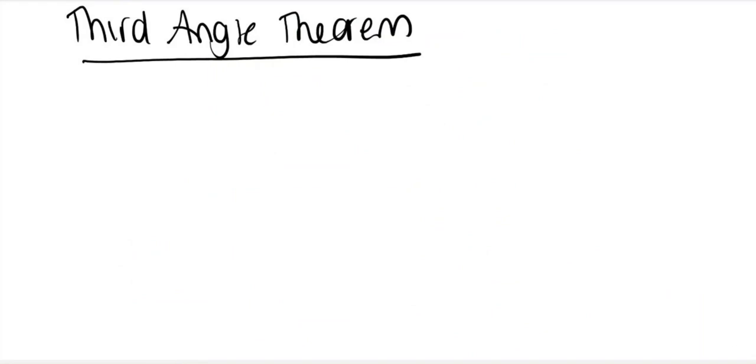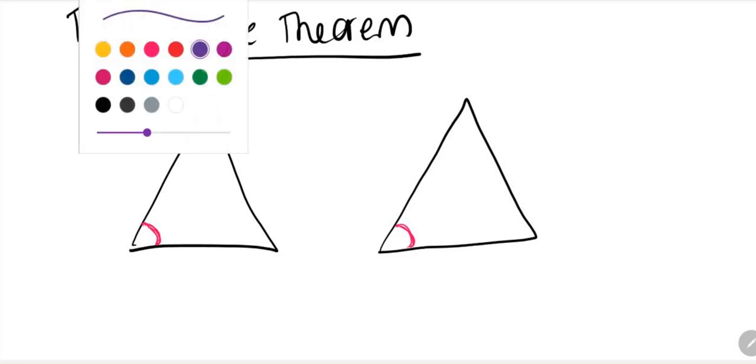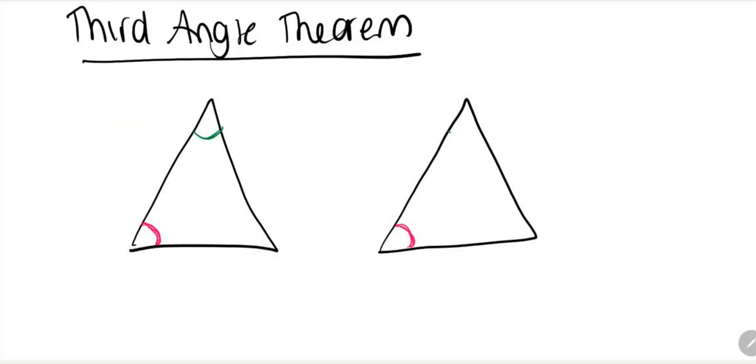Okay, we're going to look at something called the third angle theorem. And this means if we have two triangles, and we know that this angle is congruent, and we also know that these angles are congruent, then we can say that in a triangle, let's change the colour, then these must also be congruent.